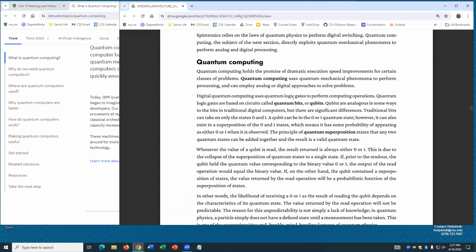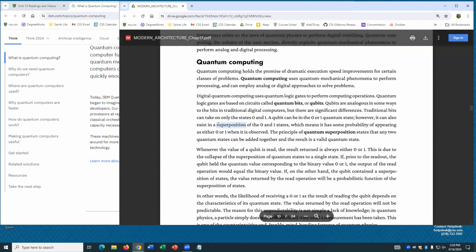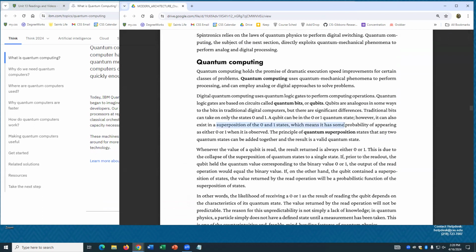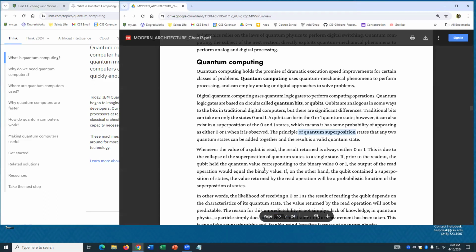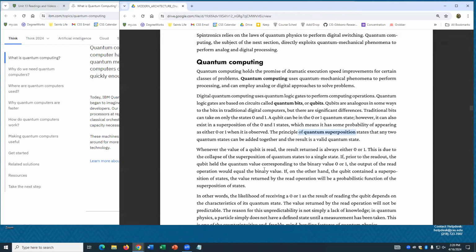Again, our textbook talks about quantum bits, qubits. Qubits can be 0 or 1 in a 0, 1 quantum system. However, they can exist in superposition. This means that there's some probability of either 0 or 1 being observed. And this ties into the quantum property of superposition, where we can have multiple states that coexist at the same time. Our cat can be dead and alive at the same time, to quote Schrodinger.